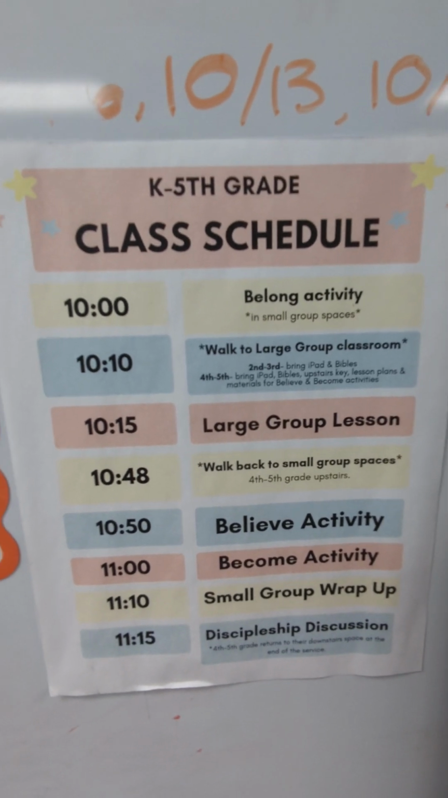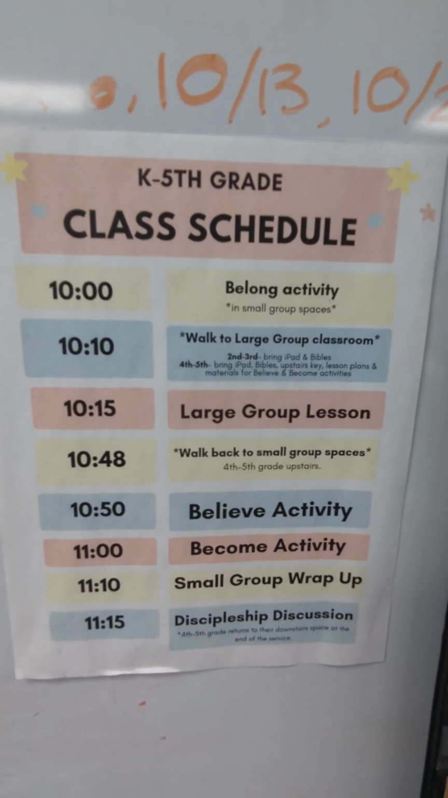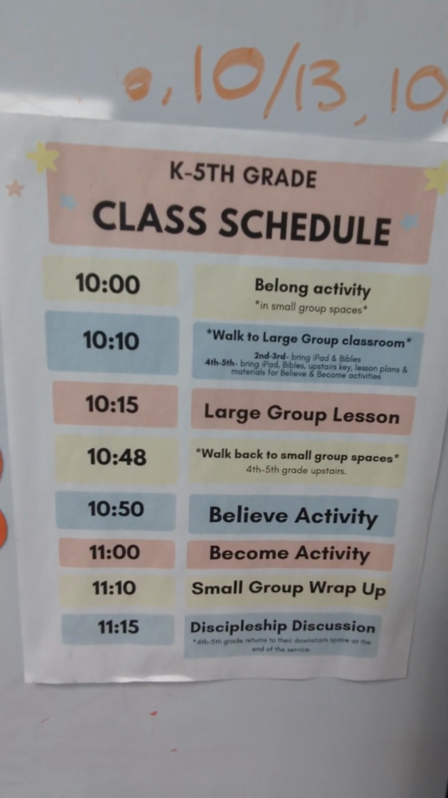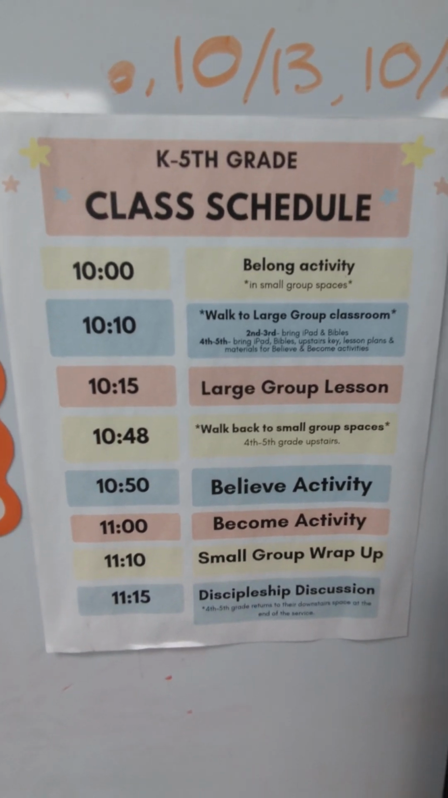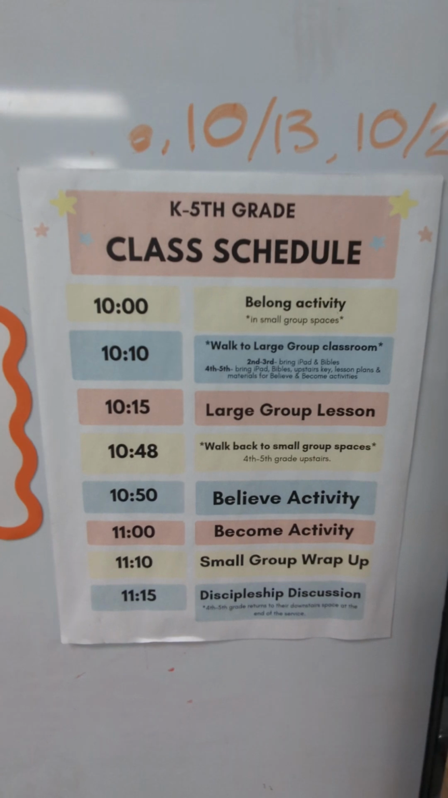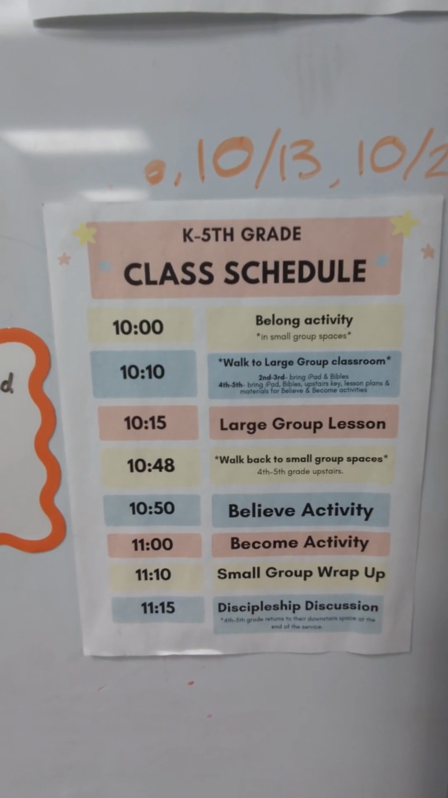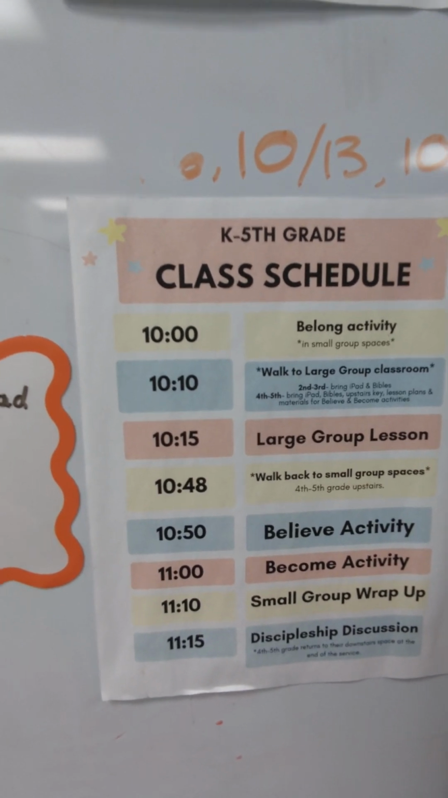Kind of right before the memory verse song begins so that they can start their walk upstairs and have that time together. And then you're going to do believe activity for 10 minutes, become activity for 10 minutes, and then small group wrap up and discipleship discussion. We talked about this during training, but these last two activities are based on question and discussion. If the kids are doing an activity where you feel like those pieces can kind of work within those activities, that is a great way to bring those in as well.